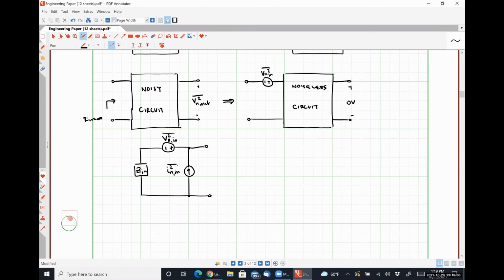So when Zn in is 0 ohms, all the current flows through the short. None of it gets transferred to the output. When Zn in is infinitely large, none of the voltage gets transferred to the output, but all of the noise current generates that output noise voltage spectral density. Okay.